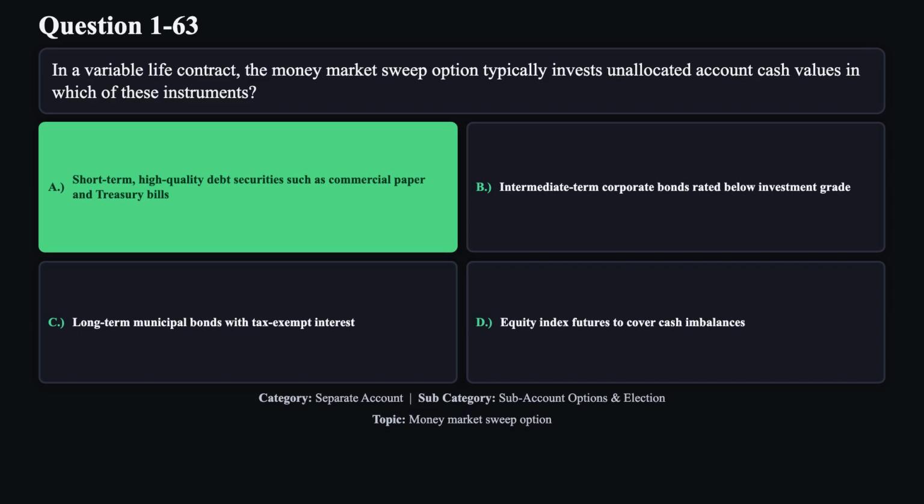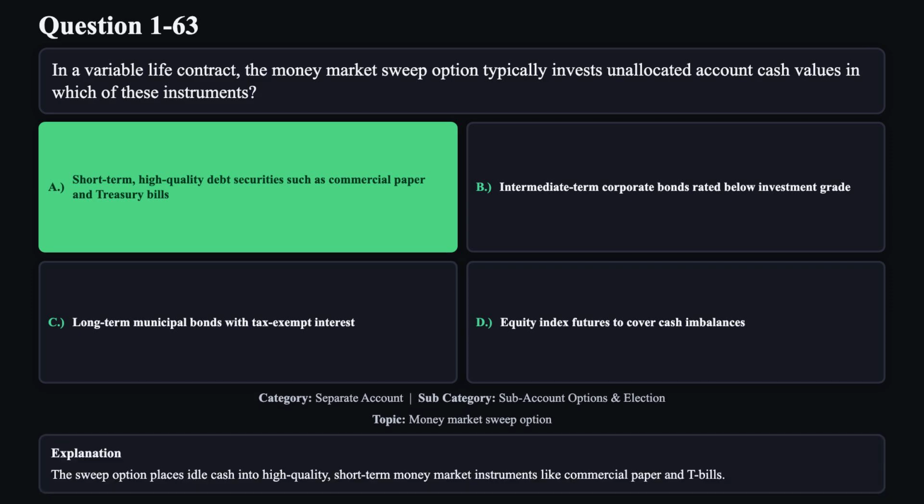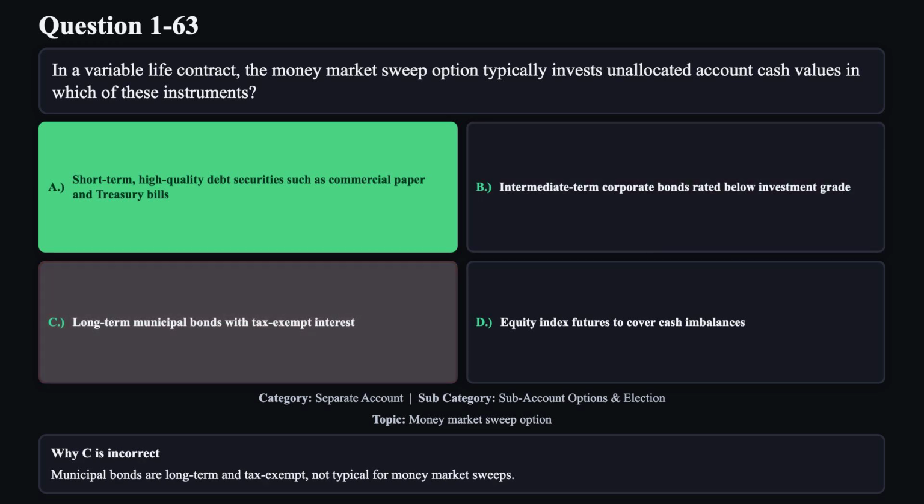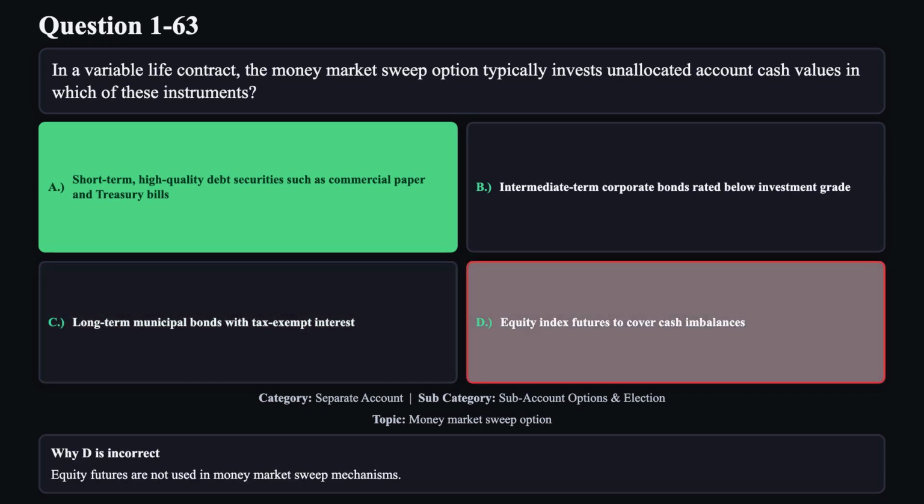The correct answer is A. The sweep option places idle cash into high-quality, short-term money market instruments like commercial paper and T-bills. Reason B is not correct. Sweep invests in high-quality short-term, not lower-rated intermediate bonds. Reason C is not correct. Municipal bonds are long-term and tax-exempt, not typical for money market sweeps. Reason D is not correct. Equity futures are not used in money market sweep mechanisms.